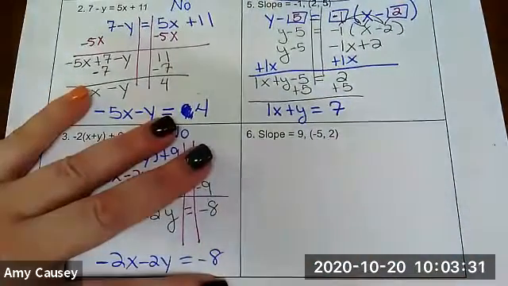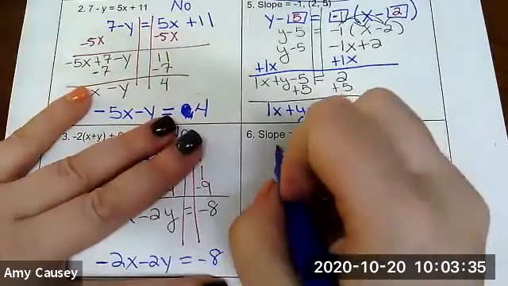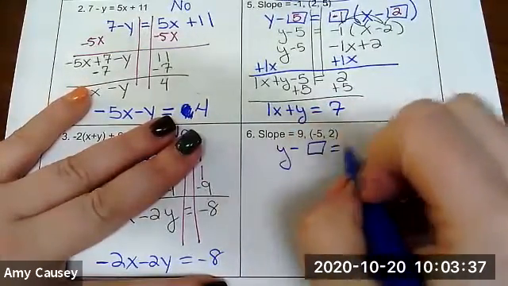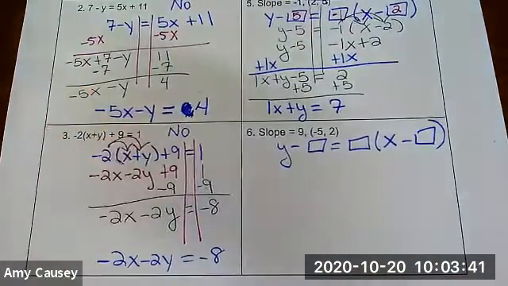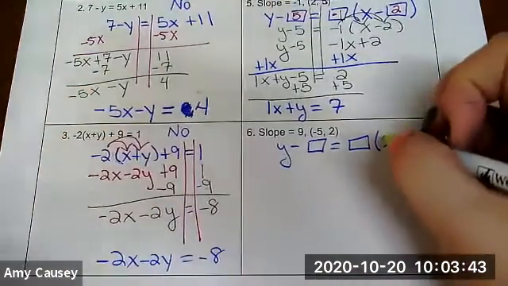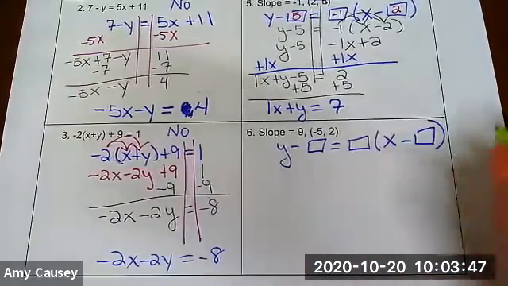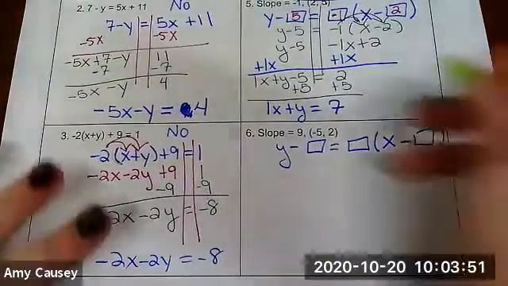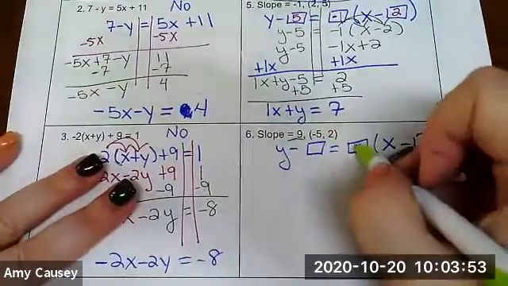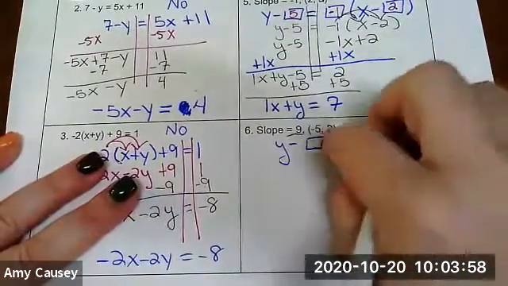Hit pause. You do this one on your own. All right, so we've got Y minus a box equals a box times X minus a box. Now, if you did this one on your own, like I asked you to, then you shouldn't need to pause the video to copy unless you're fixing errors. That's the perk of doing these on your own. Then you can just fast forward. So your slope is 9. Put your X with your X and your Y with your Y.